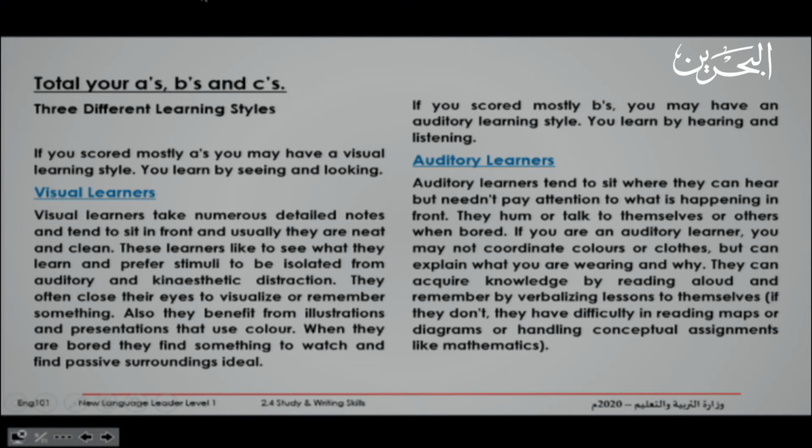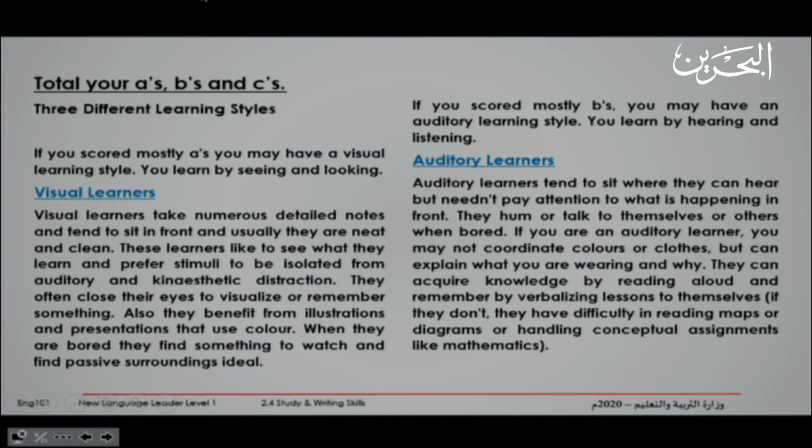If you scored mostly B's, you may have an auditory learning style. You learn by hearing and listening. Auditory learners tend to sit where they can hear but needn't pay attention to what is happening in front. They hum or talk to themselves or others when bored.